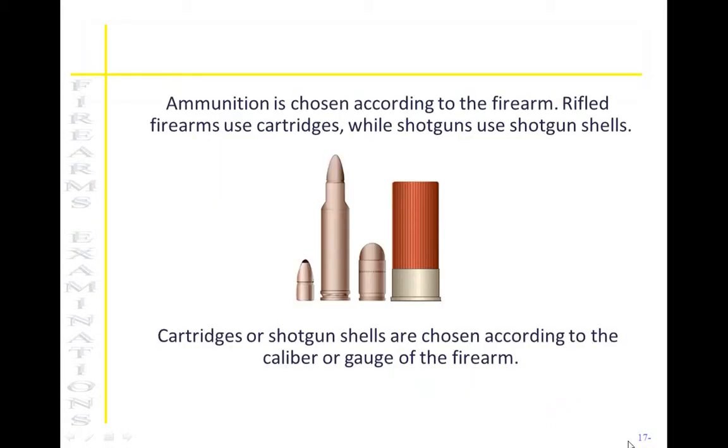The ammunition is chosen according to the actual firearm. Rifled firearms use cartridges, while shotguns use shotgun shells. Each of these is also going to be chosen according to the specific caliber or gauge of that particular firearm.